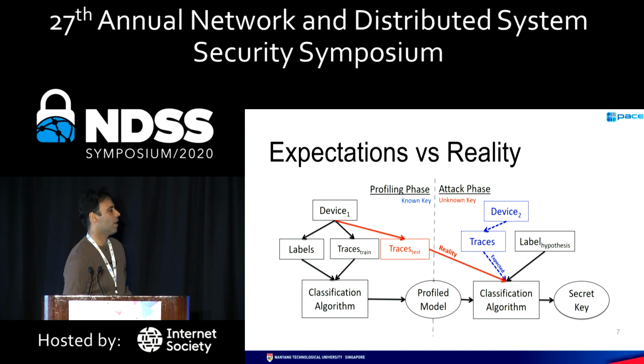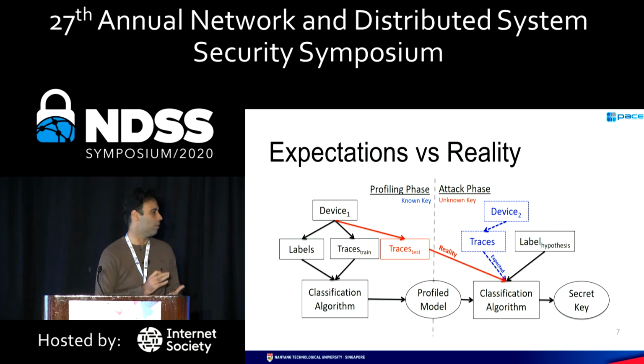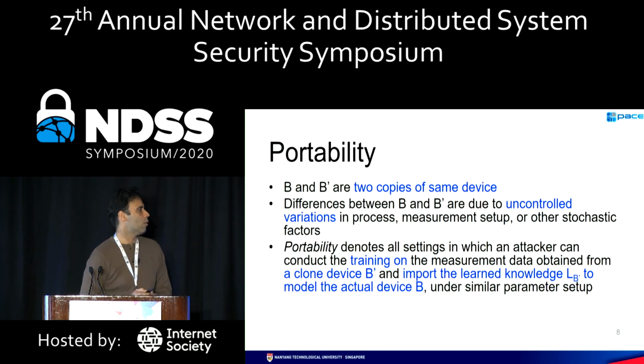So in the following, we conduct a set of experiments to show how large this bias is, on a very simple implementation, and to what extent it can offset your security evaluation. To put this into a simple definition, we look at the problem of portability, where you have two devices, B and B dash, which are exact copies of each other, but with some uncontrolled variation between them. How can we train on a clone device B dash to mount an attack on B? This is the problem we'll focus on in the next slides.